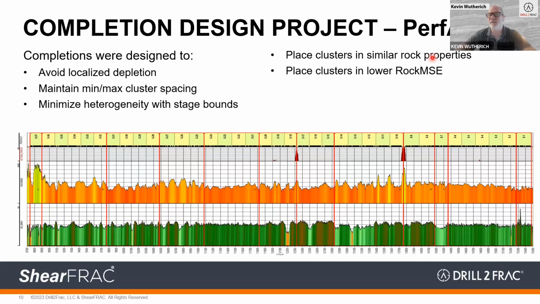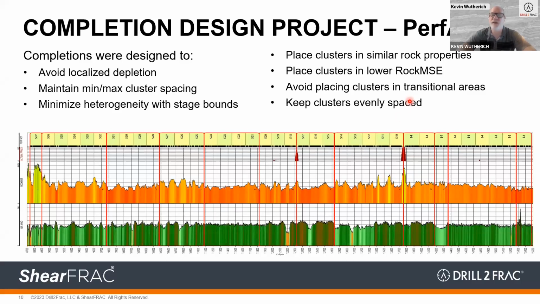We can ideally place them in specific rock properties. Generally, low rock MSE tends to allow all the clusters to break down at the same time and gives them all a better chance of propagating the same. We like to avoid placing clusters in transition zones. If you have a very quick change in the rock properties, you don't want to put a cluster there, because if you're off on your perforating by one or two feet, you could be in totally different rocks. We look into that, and we also try to keep all our clusters as evenly spaced as possible.